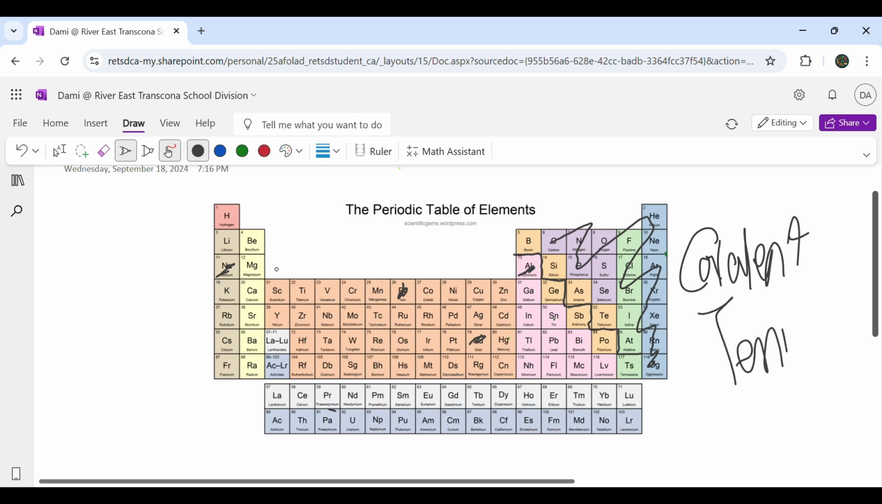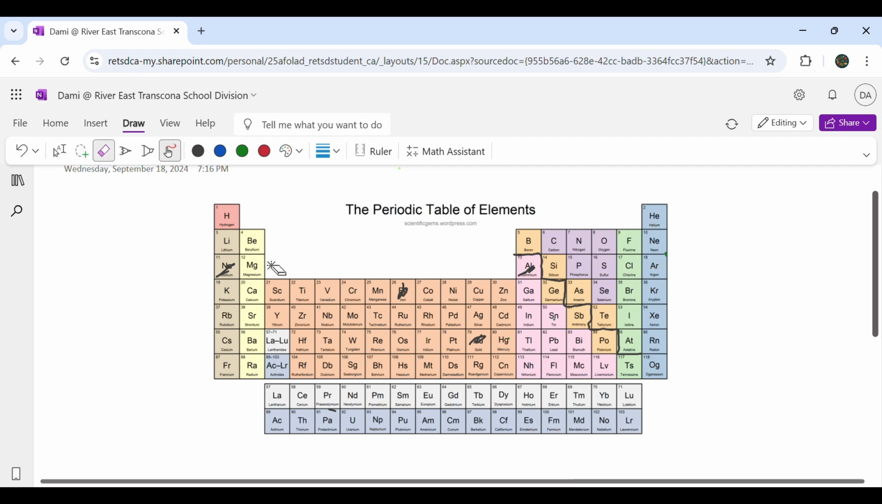They can either be covalent bonds or ionic. Either they bond with other non-metals to make a covalent bond, or they bond with metals to make ionic. Some examples are oxygen, chlorine, carbon, and nitrogen.